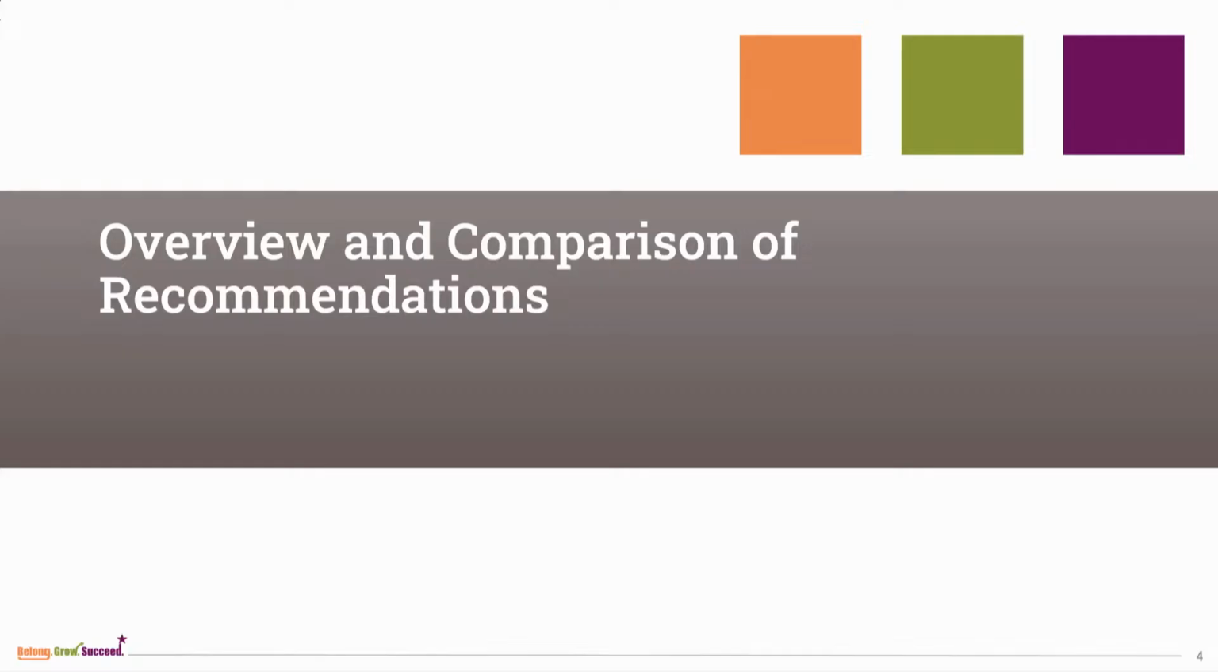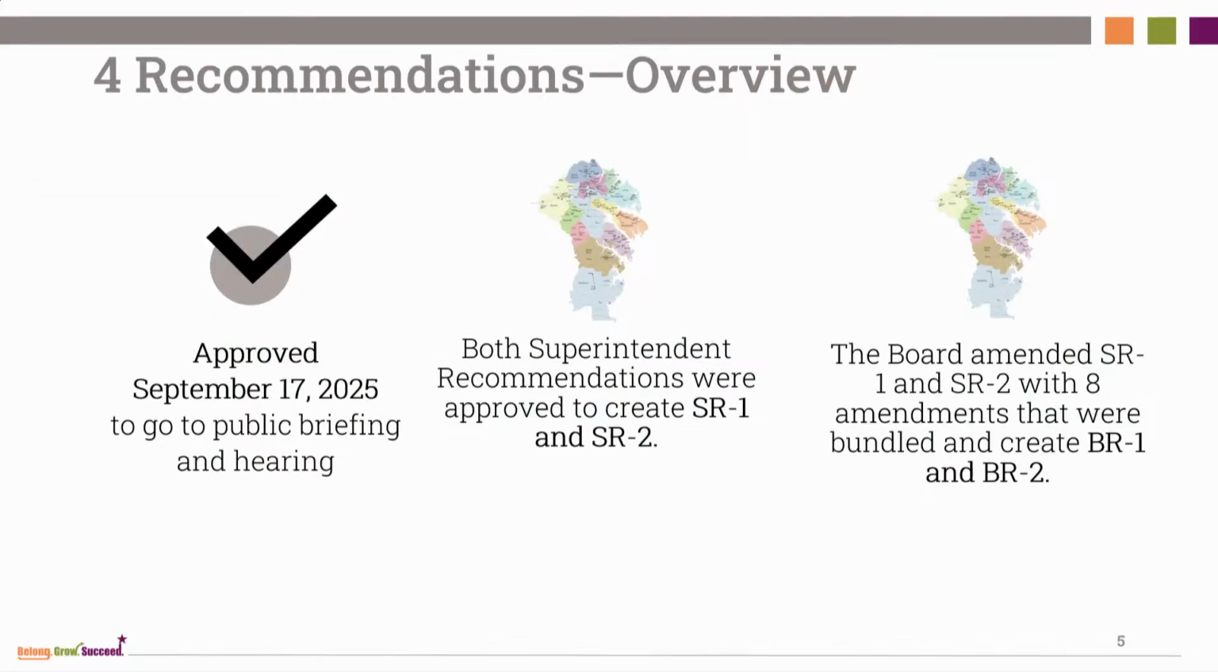I'll begin with an overview and comparison of the 4 recommendations. On September 17, 2025, the Board of Education voted to advance 4 recommendations. Both superintendent recommendations were approved to create SR1 and SR2. The board amended SR1 and SR2 with 8 amendments that were bundled, and they created BR1 and BR2.